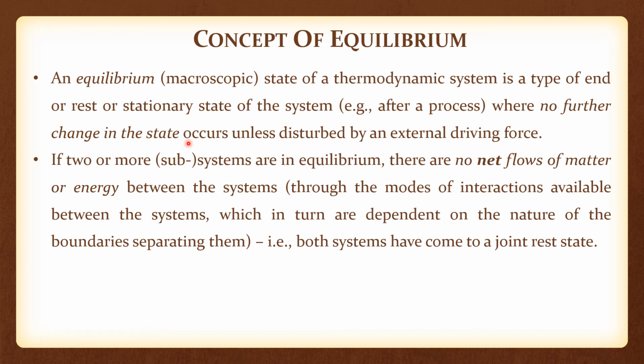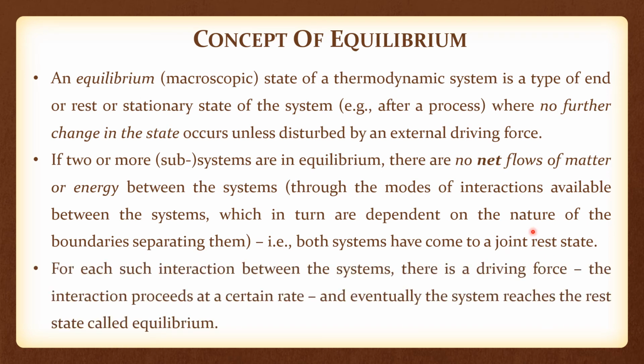If two or more subsystems are in equilibrium, then you say that there is no net flow of either matter or energy between the systems, through the modes of interaction that are available between them, which of course depend on the nature of the boundaries separating the systems. In other words, both systems have come to a joint rest state. For each such mode of interaction between the systems, there is a driving force. The interaction proceeds at a certain rate, and eventually the systems jointly reach the rest state.